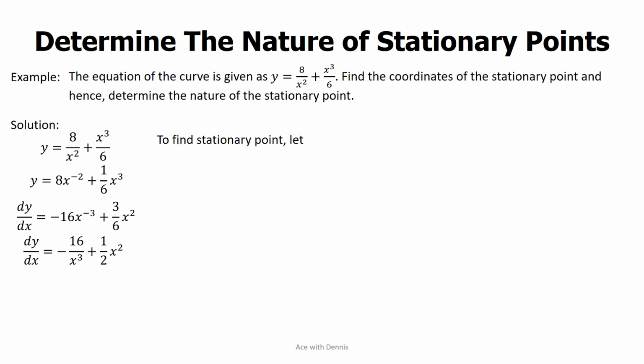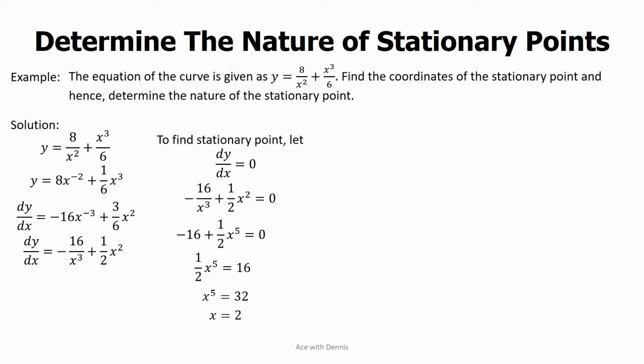Next, to find the stationary point, we need to let dy over dx equal 0. Hence, negative 16 over x cubed plus 1 over 2 x squared equals 0. We multiply x cubed on both sides, we get negative 16 plus 1 over 2 x to the power 5 equals 0, which means 1 over 2 x to the power 5 equals 16, and x to the power 5 equals 32. Hence, x equals 2. So this is the x coordinate of the stationary point.